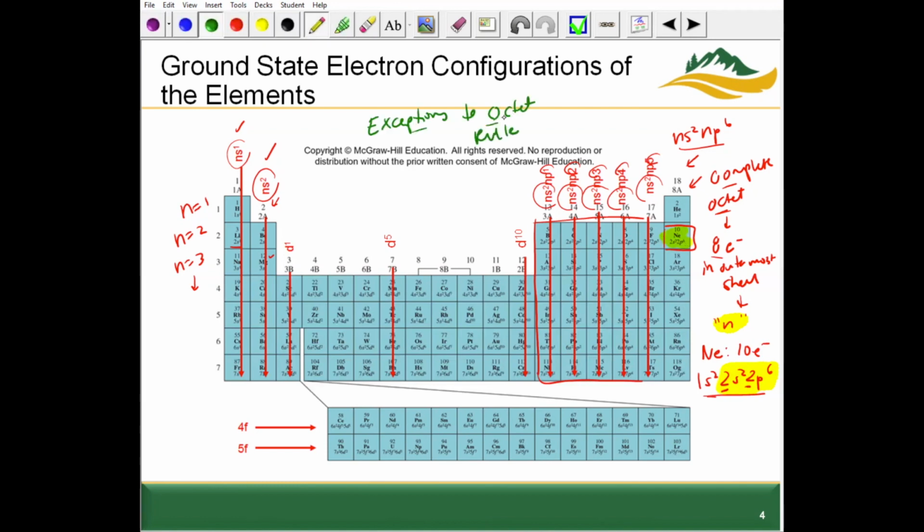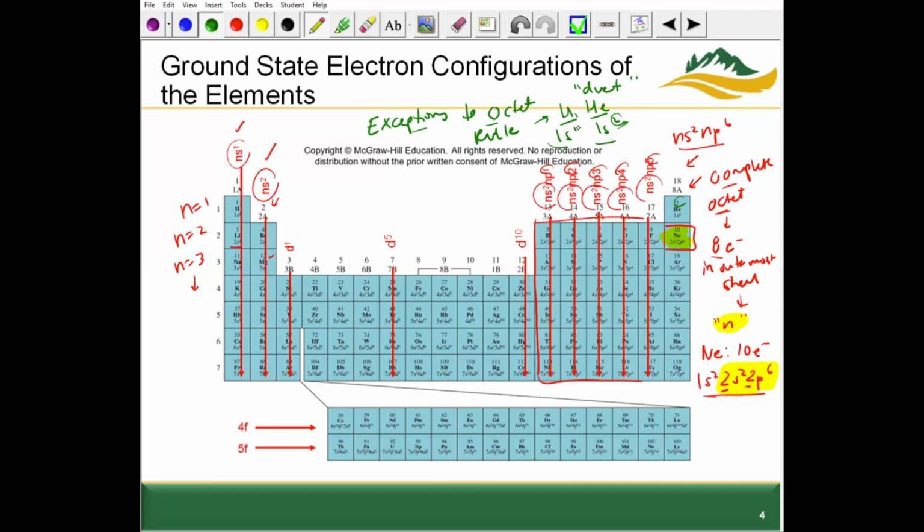Exceptions to the octet rule are hydrogen and helium. Hydrogen only has 1 electron, so that's a 1s1 configuration. Helium only has 2 electrons, so that's 1s2. Both hydrogen and helium are happy with a duet, as we call it, with 2 electrons in their outermost shell. Helium already has 2 electrons in its outermost shell. It is happy, it has a complete duet.